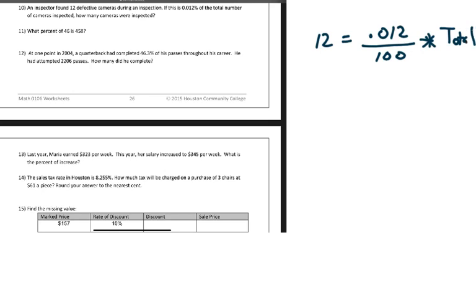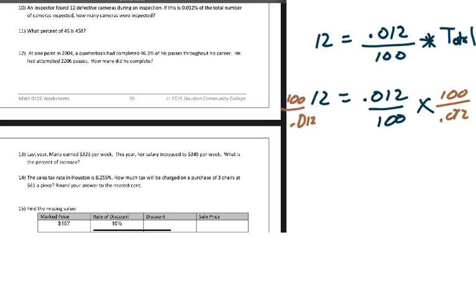Okay, this is what the question is saying. So we have here 12 equals 0.012 over 100 x. And you could call the total t. I don't like t because it looks too much like a plus sign, but you could if you want to. And so, again, we're just going to multiply by the reciprocal. I'm not worried about the decimal and the fraction. That's not a big deal.